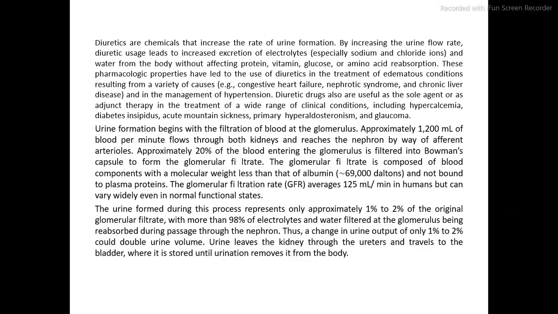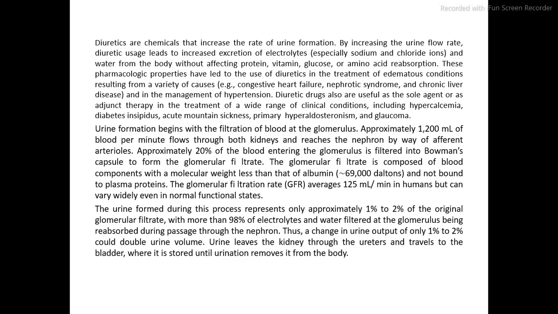Okay, so what is diuretics? Diuretics are the substances or the agents which increase the rate of urine formation by increasing the urine flow rate, and also they increase the excretion of the electrolytes, especially sodium and chloride, with water from the body without affecting protein, vitamin, glucose, or the amino acid reabsorption.